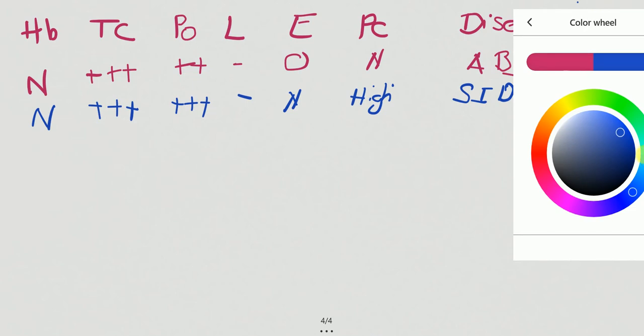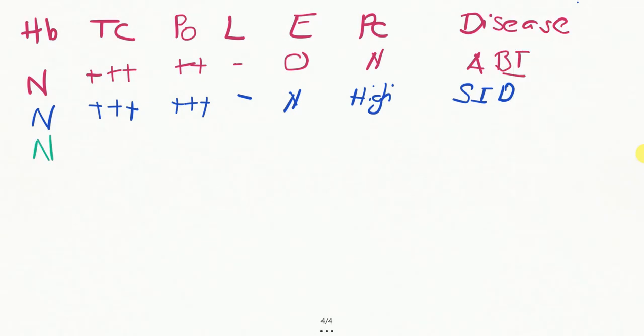Okay, let's see. Now again the HB is normal, and the total count is slightly high, maybe around 13,000 or 14,000, okay, not very high, and the polymorphs are increased, whereas the lymphocytes again are low, or you can say there's not much difference. The eosinophil count is going to be 0, okay, and the platelet count is low.